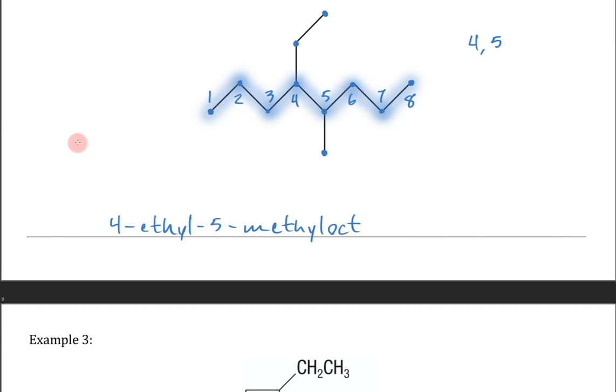All right, so we're almost done. You might remember, though, that we need to put our suffix at the end as well. So since we are dealing with an alkane here, we just put an ane at the end. Okay, so this example is 4-ethyl 5-methyl octane. That's the name of our molecule.